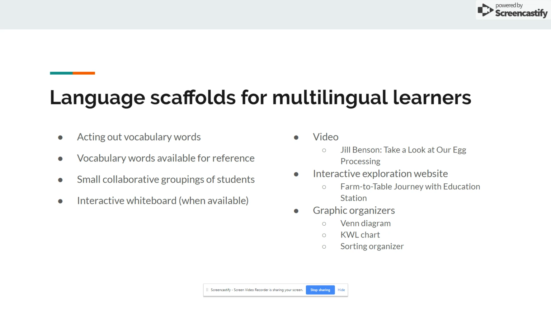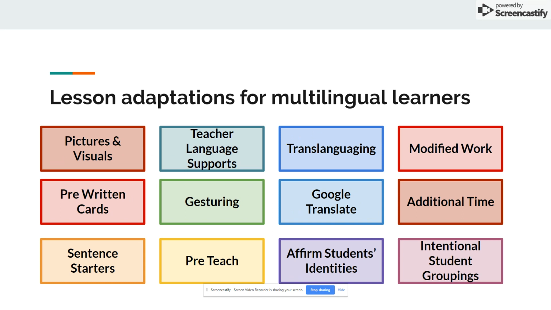During my observation, Benny showed frustration during writing exercises and activities. He has trouble writing and putting his thoughts and ideas down on paper. And I believe that he may need extra support and scaffolding as he takes notes on the Venn diagram, KWL chart, and sorting organizer. These are the lesson adaptations I've come up with that would be necessary to support multilingual learners.